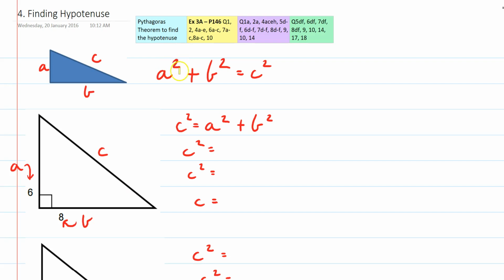So this equation is that a squared plus b squared equals c squared, c being the hypotenuse, a and b being the other sides, and it doesn't really matter how you label those. So if we have a look at this triangle here, let's call a 6 and b 8, we end up with 36 plus 64.